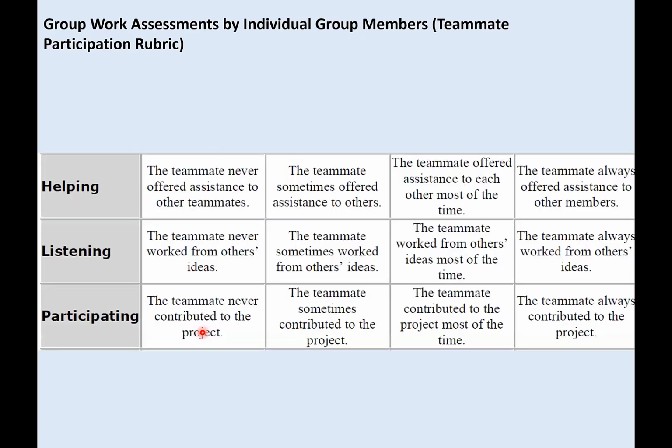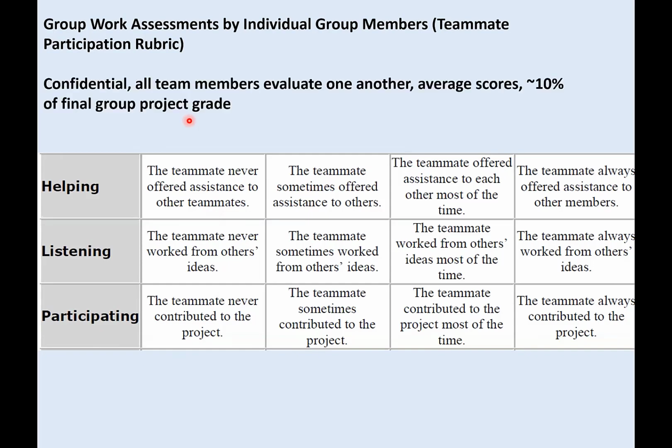Okay. We also talked about group work. And it's common now for group work that individual group members actually do a teamwork participation rubric. And here's an example of one. So the teammate never contributed to the project versus the teammate always contributed to the project. Teammate always worked with others' ideas. The teammate always offered assistance, and various things of this. And this can count for maybe 10% of the final project grade.